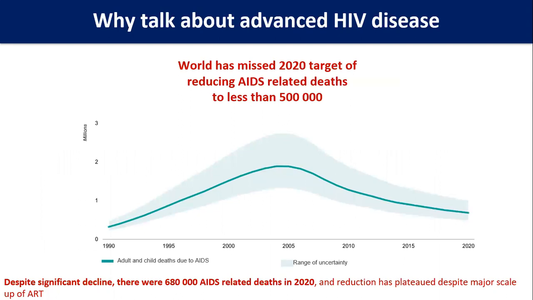We need to know the reason why. In 2020, the UN target of reducing the HIV-related deaths to less than 5 lakhs was missed globally. In that year, 680,000 HIV-related deaths happened. Despite a major scale-up of ART services in ART centers throughout the world, we missed it. So naturally, we need to think about what is preventing us from reaching that UN target of mortality less than 5 lakhs.